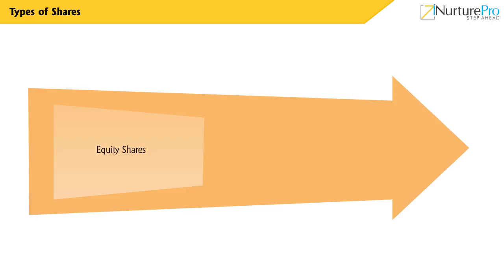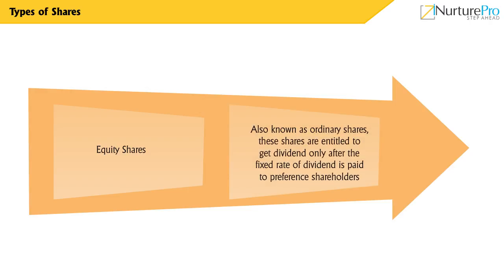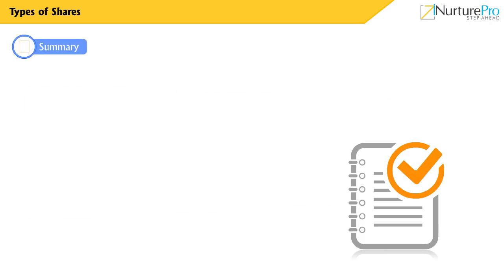Shares which do not fall under the category of preference shares are known as equity shares. Also known as ordinary shares, these shares are entitled to get dividend only after the fixed rate of dividend is paid to preference shareholders. Equity shares are paid to the shareholders only after returning preference share capital in full and if there is any surplus.